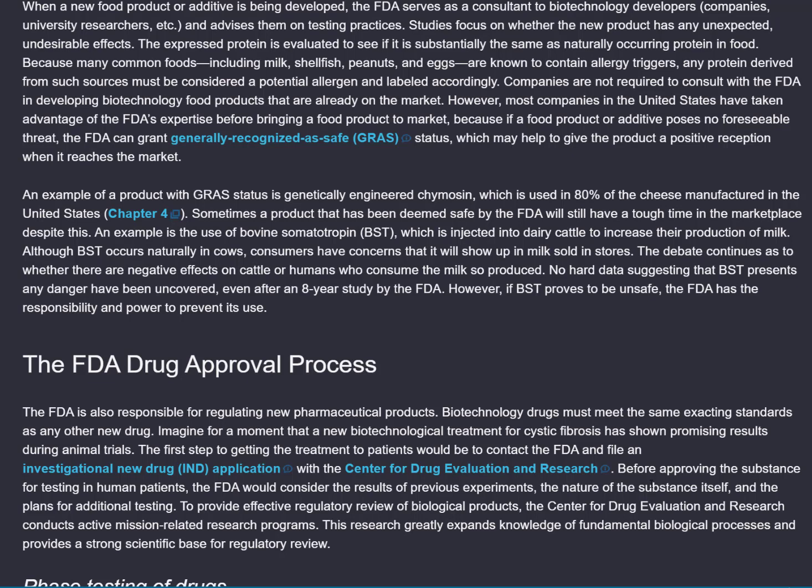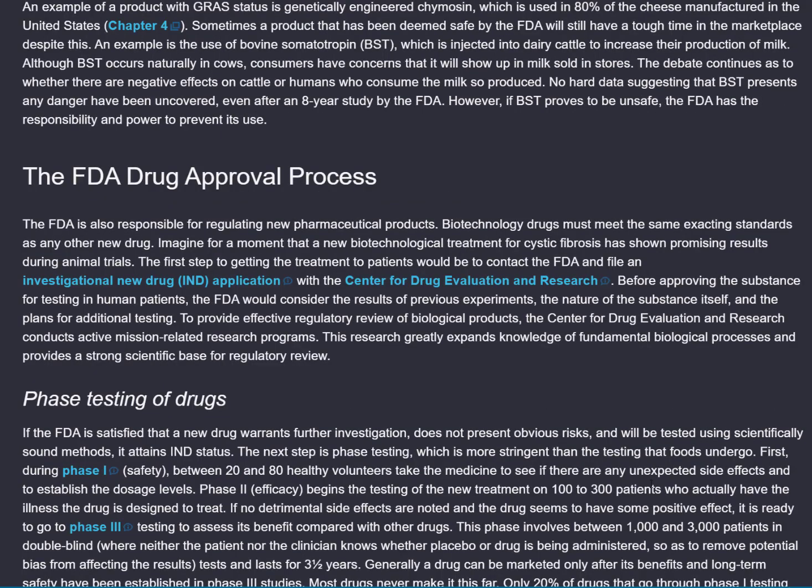However, most companies in the United States have taken advantage of the FDA's expertise before bringing a food product to market, because if a food product or additive poses no foreseeable threat, the FDA can grant generally recognized as safe, GRAS, status, which may help to give the product a positive reception when it reaches the market. An example of a product with GRAS status is genetically engineered chymosin, which is used in 80% of the cheese manufactured in the United States.